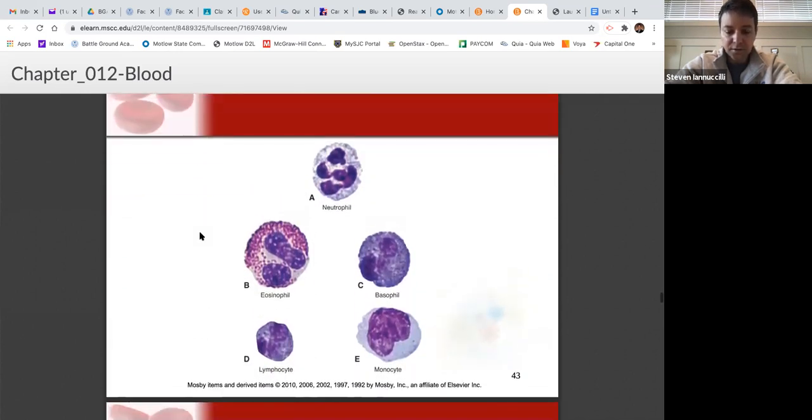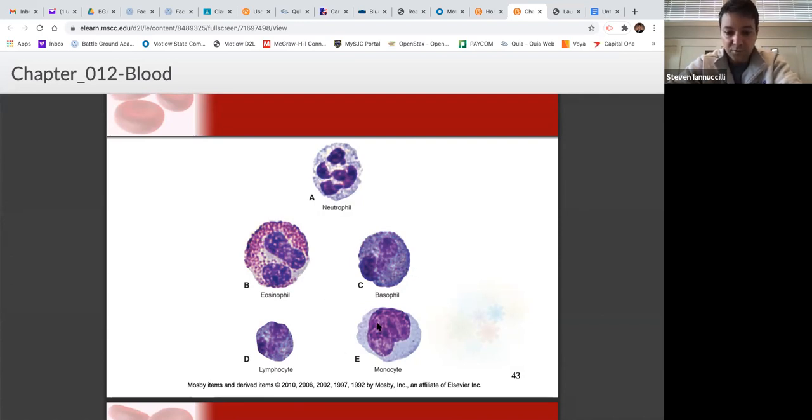Here are the five types of white blood cells: neutrophils, eosinophils, basophils, lymphocytes, and monocytes. We want to talk about each one of these individually. You can see just by looking at them that they look very different from one another. Some of them you can actually see the granules in them. Remember, we talked about granulocytes and agranulocytes.